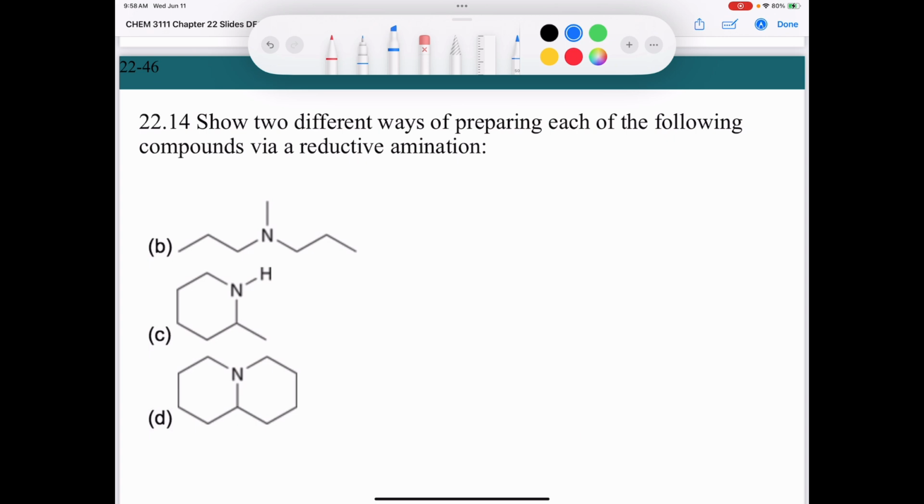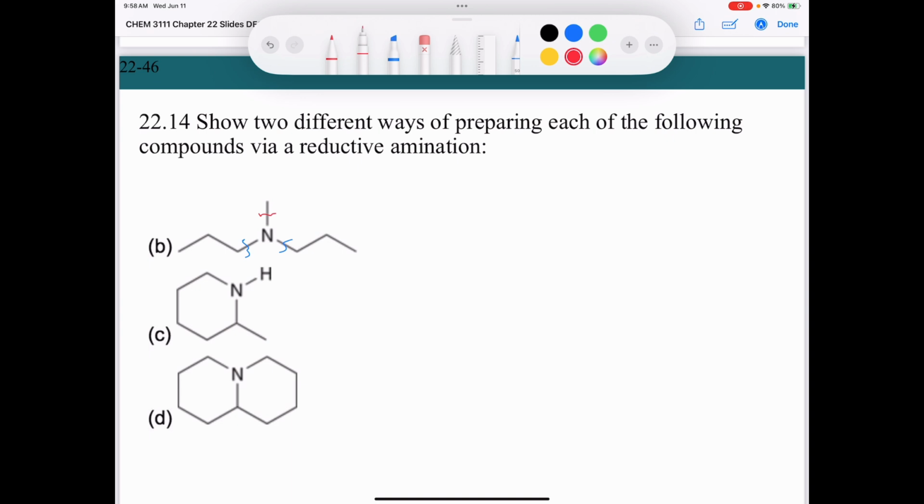So this question asks us to show two different ways of preparing each of the following compounds by reductive amination. If we look at the first compound, you've got two propyl groups and a methyl group, right? These two bonds are identical, and then you have this bond here. So either one is fine, but let's say we wanted to start with the blue.